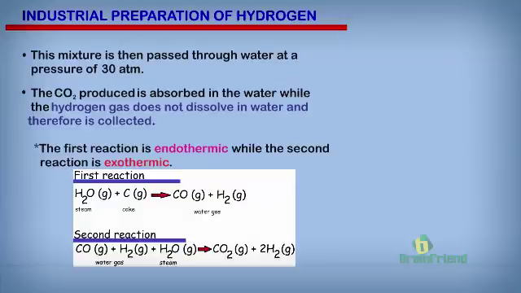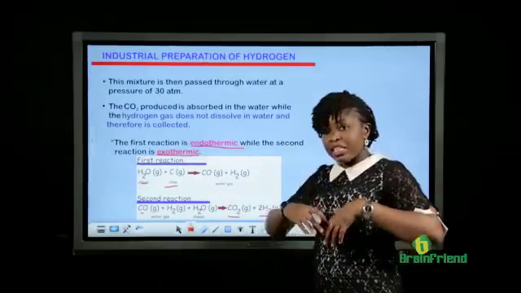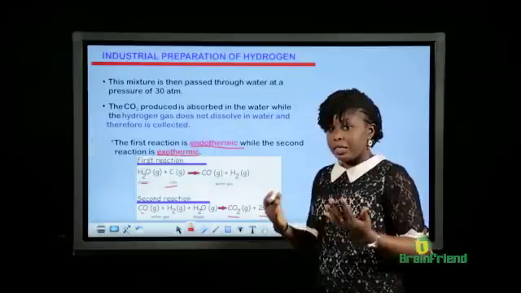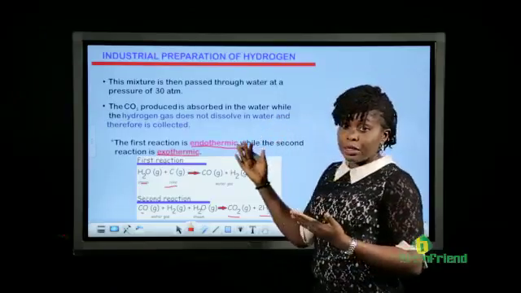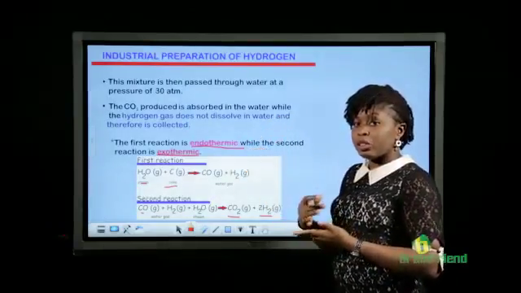Now, the first reaction, which is the reaction of steam and coke, is endothermic. This means that the reaction actually absorbs heat when it takes place. While the second reaction is what? Exothermic. This means that this second reaction, which was the reaction of water gas and excess steam to produce carbon dioxide and hydrogen, actually gives off heat when it takes place. So the overall process is known as the Bosch process.